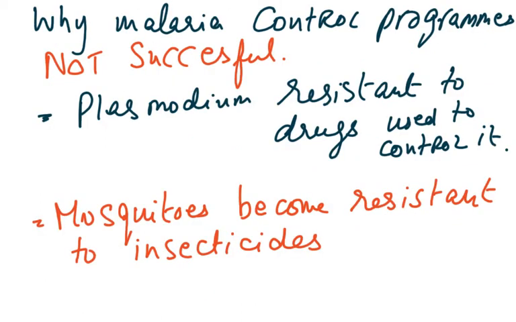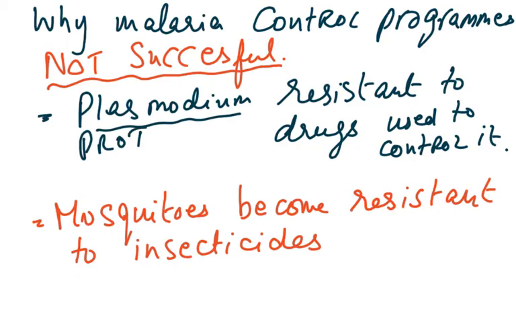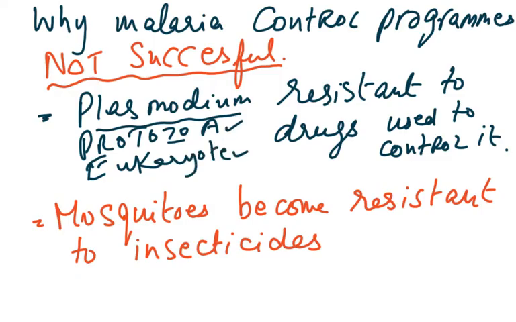The next thing is that we talk about the topic of why malaria control programs are not successful. Why are they such a sad, tragic story? The reason is that the Plasmodium is the causative organism. That's a protozoa. That's a eukaryote. Why do I keep on reminding you of this? Because you all forget it. So it's a protozoa, it's a eukaryote. So please remember, it's not a bacteria, it's not a virus.